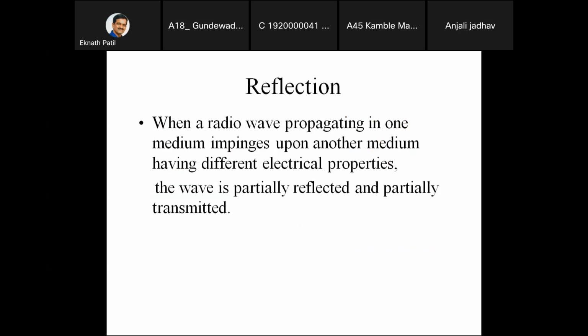Reflection occurs when the radio wave is propagating in one medium and impinges on another medium having different electrical properties. The wave is partially reflected and partially transmitted.